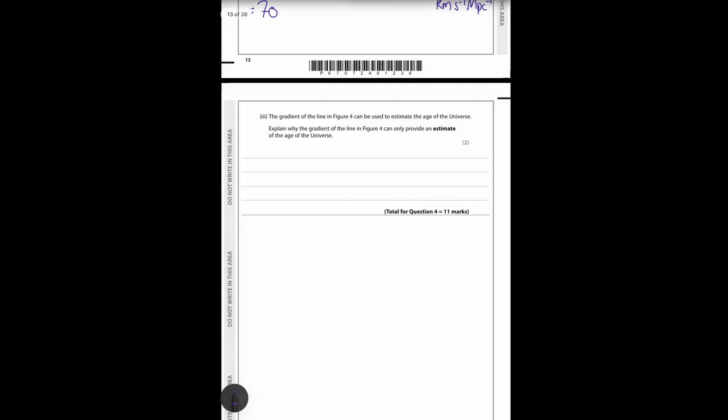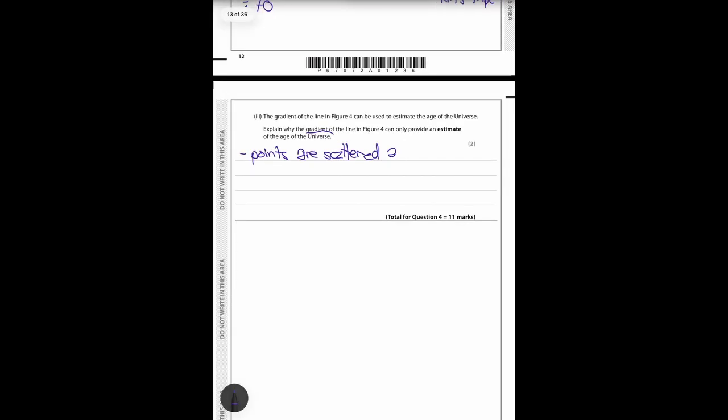So I'm just going to show the examiner, because it says about the gradient of the line, that I know something about the graph. I'm just going to refer back to the graph. So the points are scattered quite a lot, and therefore there's a wide range of possible gradients.